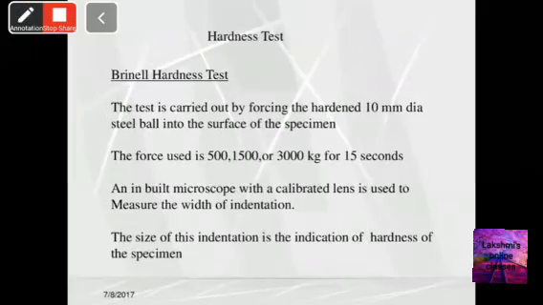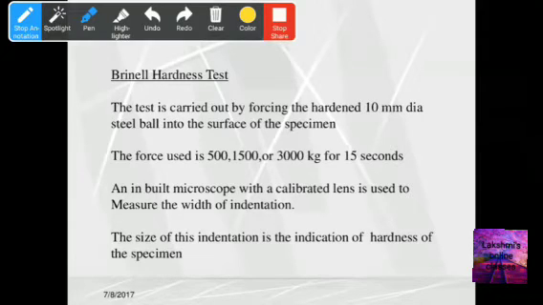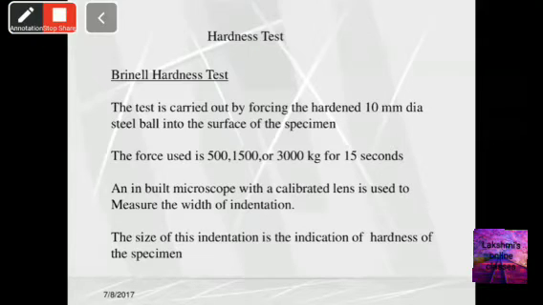So coming to the Brinell hardness. Here the test is carried out by forcing a hardened 10 mm diameter steel ball into the surface of the specimen. Here also it is the same thing, but the force acting is up to 3000 kgs, which is the maximum value, for 15 seconds, right? Here we have an inbuilt microscope which will calibrate the width of that particular indentation within that 15 seconds. The size of the indentation is the indication of the hardness of the specimen.